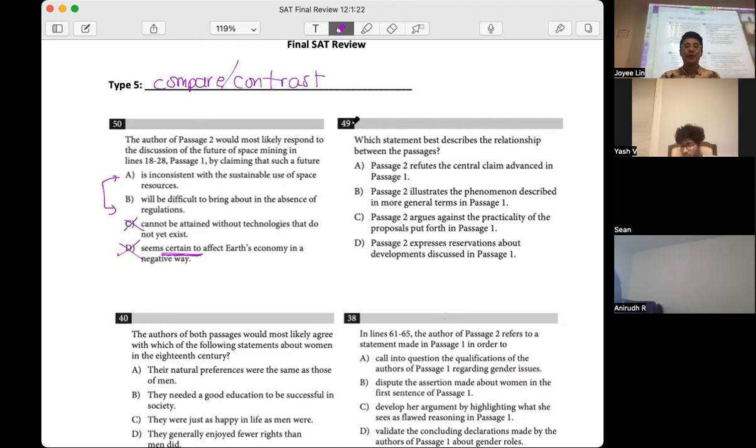Okay, 49. This is a science one, so keeping that in mind, which one do you think happens to be best for a science passage when you have 2 people? No. You refute claims in history sometimes, right? Sometimes. In more general terms, how do you illustrate in more general terms? Those words don't go together, right? So you could express reservations, right?